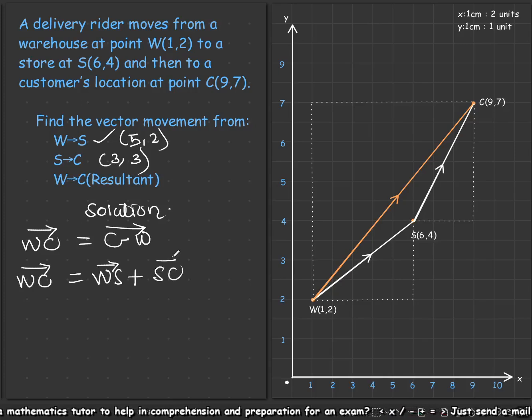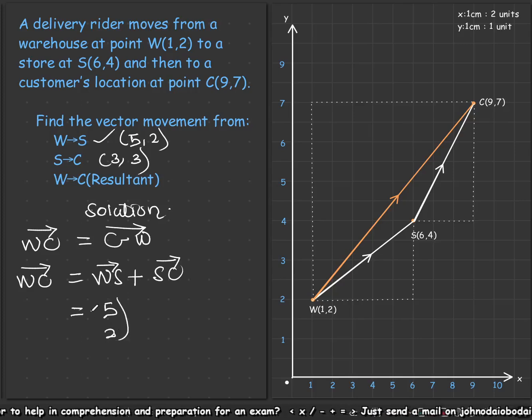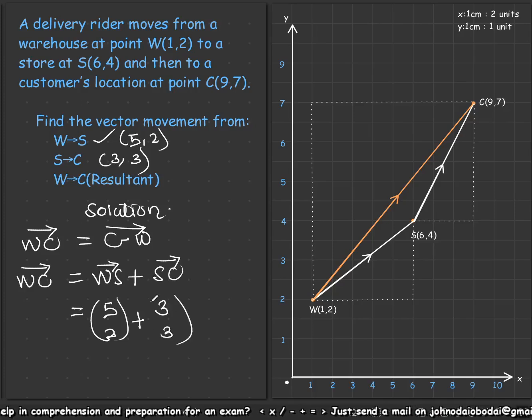S to C. You see, then with that, we are looking for the resultant, taking S out. So if we want to solve it using this method here, then our WS, which we already solved here, was (5, 2), plus SC, which was (3, 3).